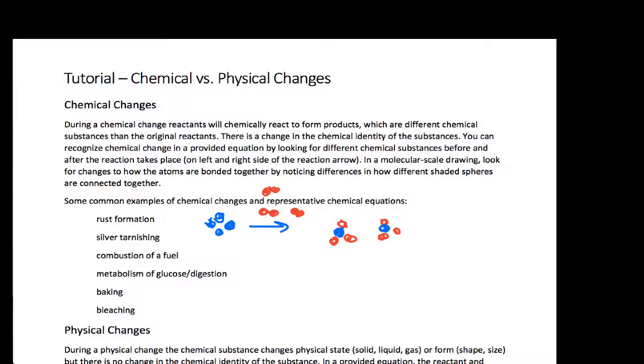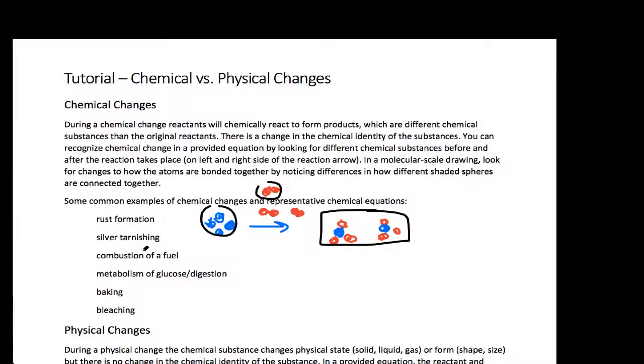So if you take a look at what you have at the beginning, clearly that's different from what you have at the end. So we're changing our composition. We're changing from iron to iron oxide of some kind. So that means that the chemical itself is changing. All of these are examples of that. Silver tarnishing, same kind of thing. It's oxidation of silver. Combustion of a fuel.